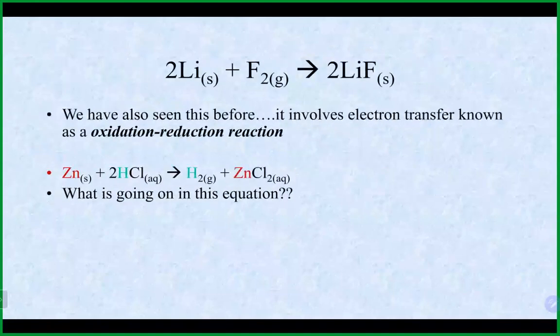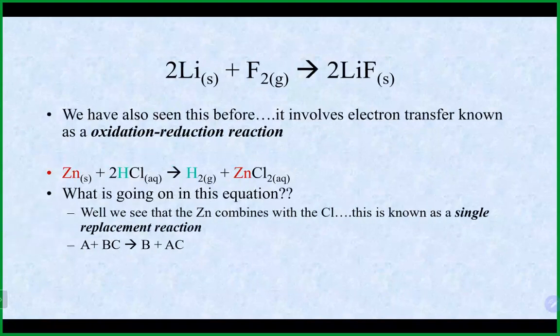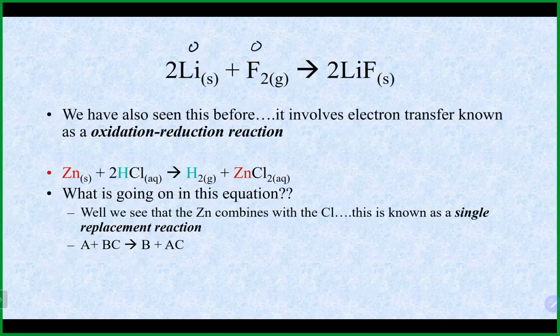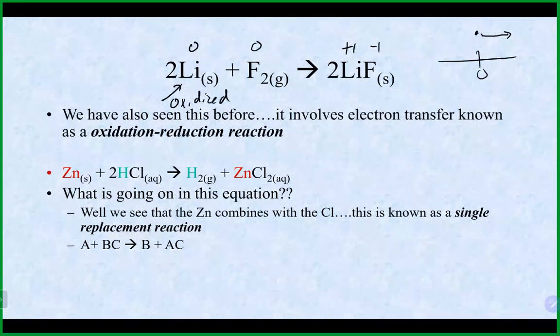All right, so this is a redox reaction that's happening. In this case, we can look at our lithium, which is 0, and our fluorine, which is 0, on this side, and +1 and -1 on the other. Once again, lithium is starting at 0, ending at +1, becoming more positive, being oxidized. Fluorine is starting at 0, ending at -1, becoming more negative, being reduced. A more specific classification of a reaction that falls under redox is a single replacement reaction.